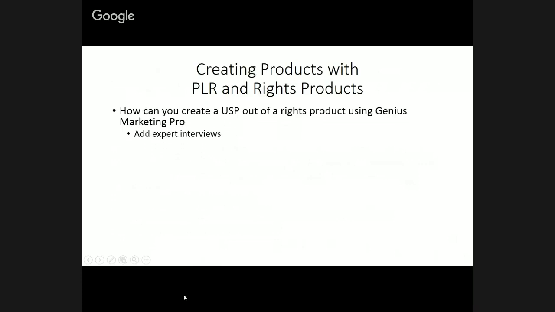How can I use Genius Marketing Pro in order to make a USP out of rights products? Let me take a step back here. How many of you all understand that every product really does need to have a USP? I talked about that in a previous video, where you really need to take each product. Each product really needs to have something unique about it that matters to the people you're selling it to, right?